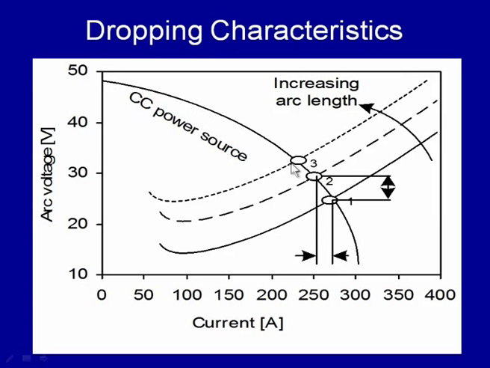Depending upon the slope, there can be different dropping characteristics of the power source. It is always desired that a greater change in the arc voltage results in a smaller change in the welding current.